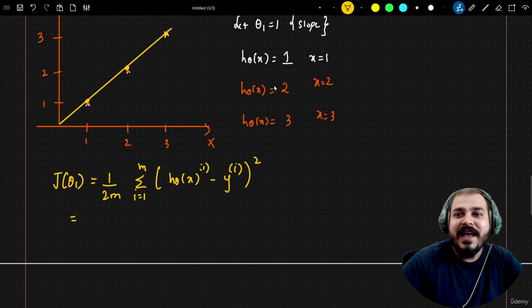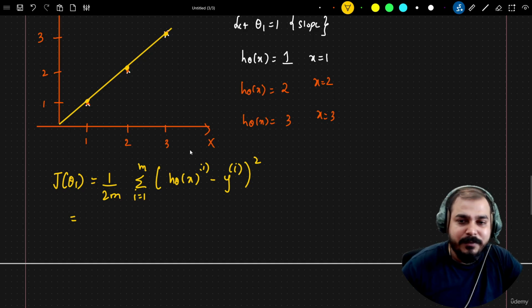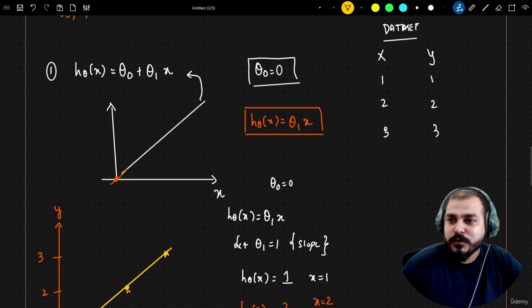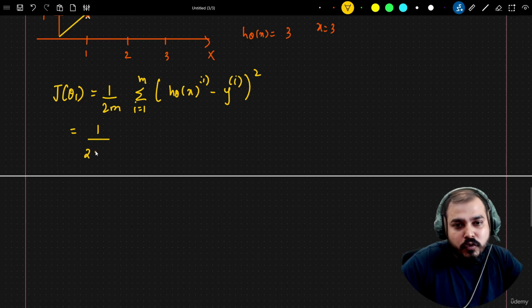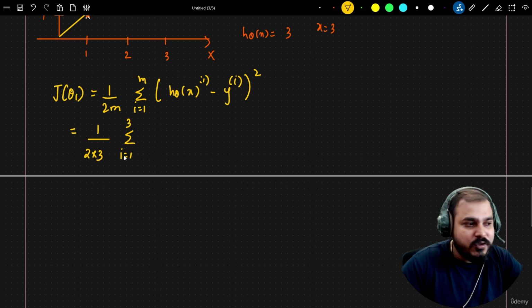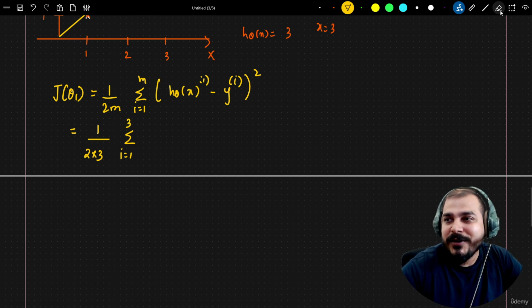So how many points do I have totally? I have 3 points in my data set, 1, 2, 3. So I'm just going to write 1 by 2 multiplied by 3, and summation of i equals 1 to 3. Okay, so it will be the entire summation of 1 to 3, right? So no need to write 1 to 3.